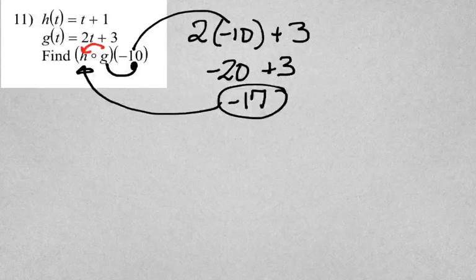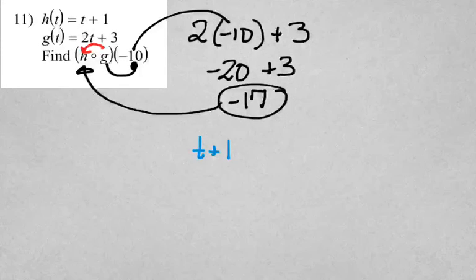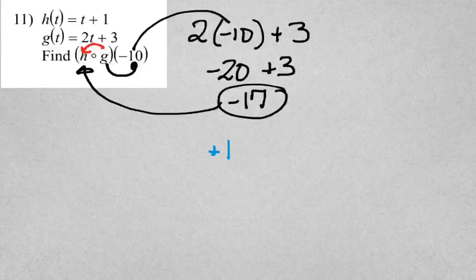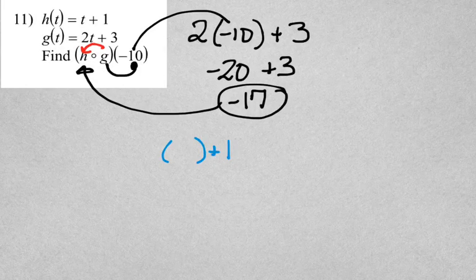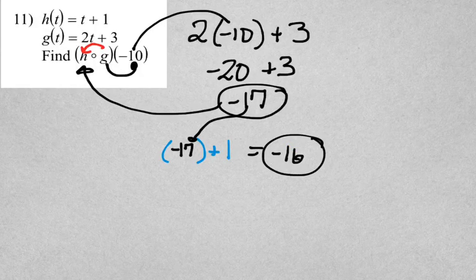So my h function is t plus 1. So what that means is my input plus 1, and that input is that negative 17. So my final answer is negative 16. This is my answer.